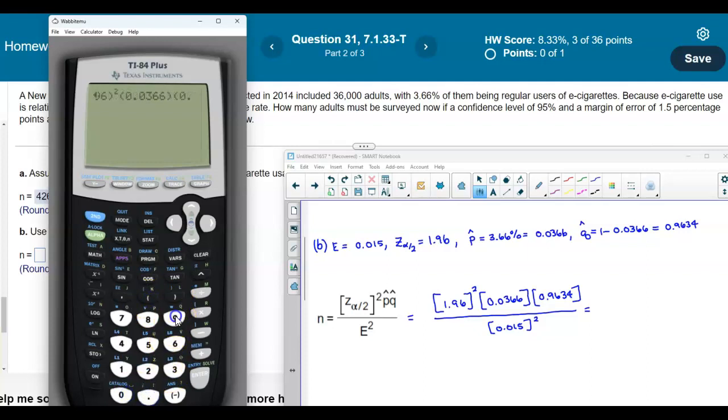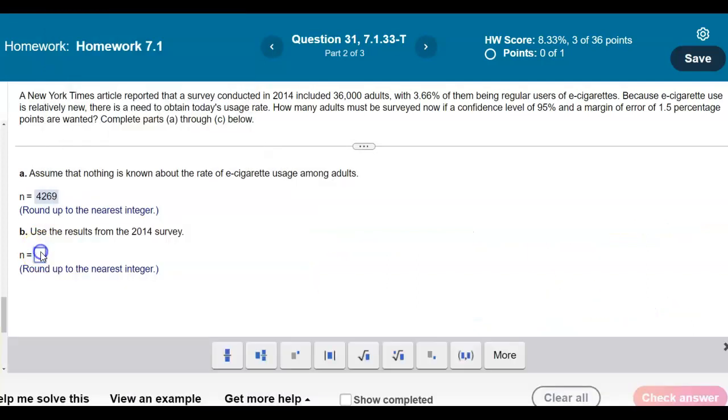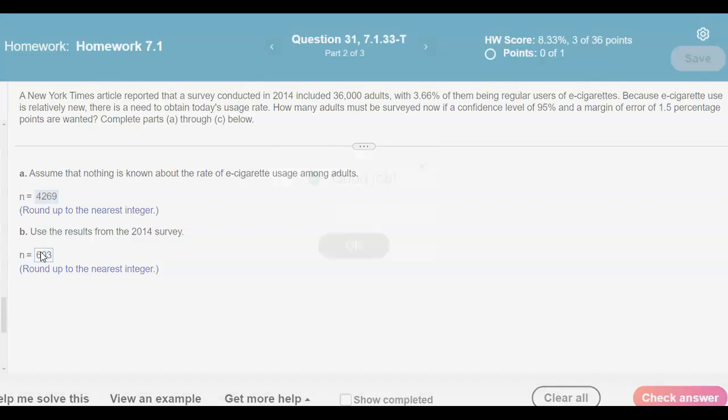times 0.9634, and that gives us the numerator. Now we're going to divide it by the margin of error squared, so divide it by parentheses 0.015 squared, and that gives us 602.0289169. Remember, we need to round up when it comes to the sample size, so we round up to 603. So let's put our result in, 603, and check our answer.